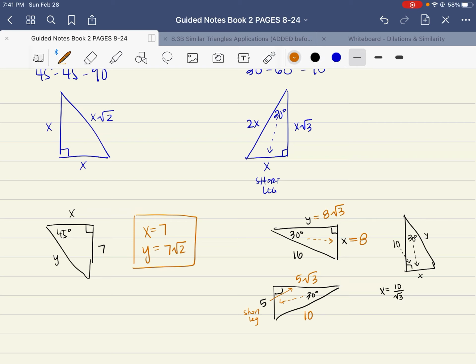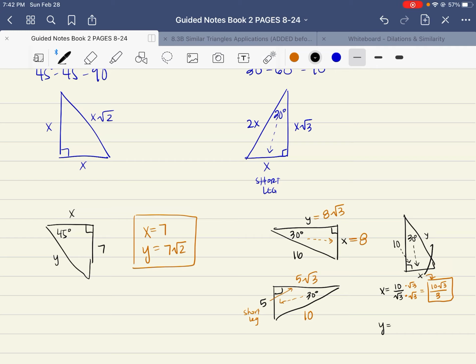Now usually we don't leave radicals in the bottom, so when we write this, we would multiply by the square root of 3. And we would end up with 10 square root of 3 over square root of 3 times square root of 3, which is the square root of 9, or in other words, just 3. So your value here, or the short leg, as weird as that looks, is 10 square root of 3 over 3. Now remember, once you know the short leg, then the hypotenuse is just twice as big.